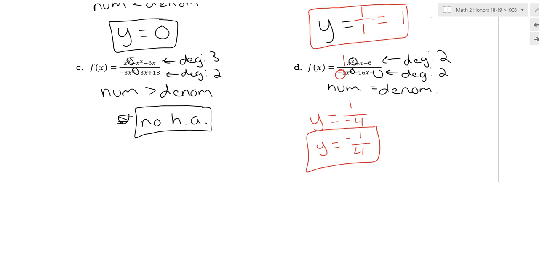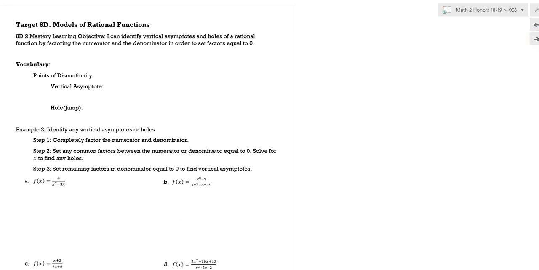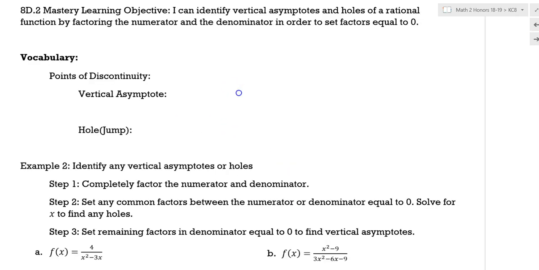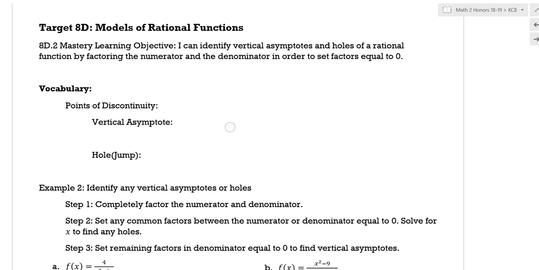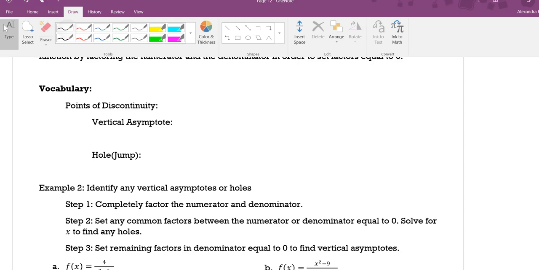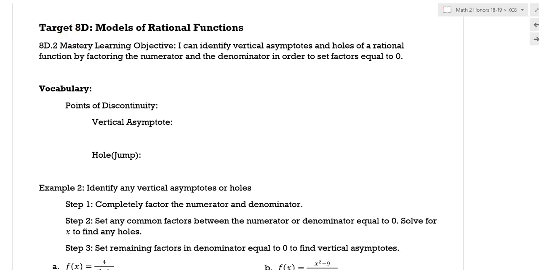All right, looking at the next page, we are going to look at our vertical asymptotes and holes as well in this video. So our points of discontinuity, right, points of discontinuity are vertical asymptotes and holes, also called jumps.